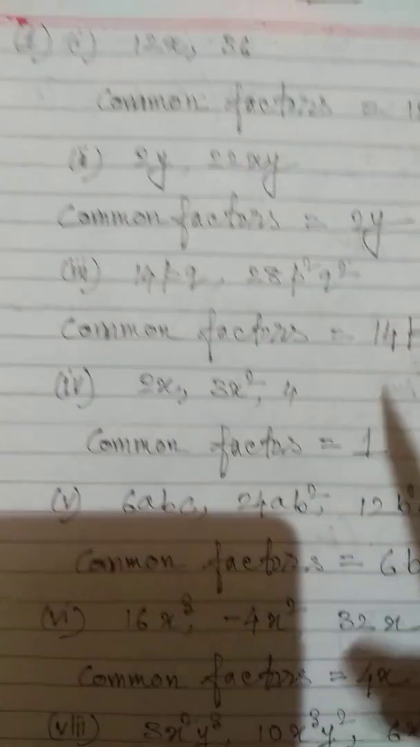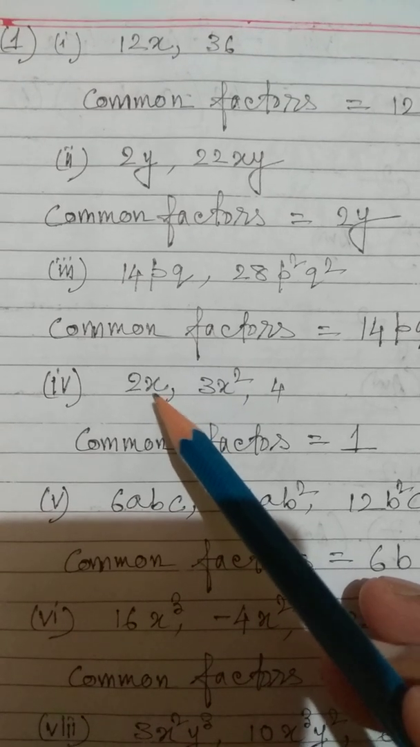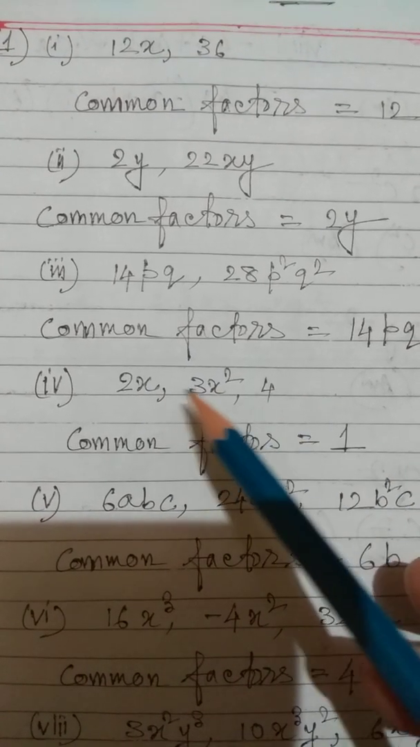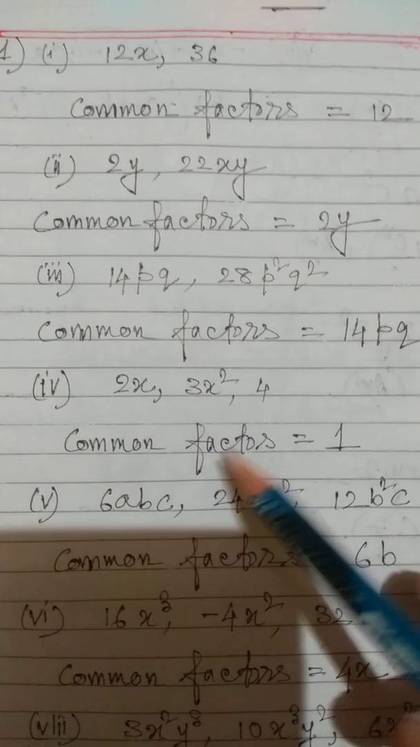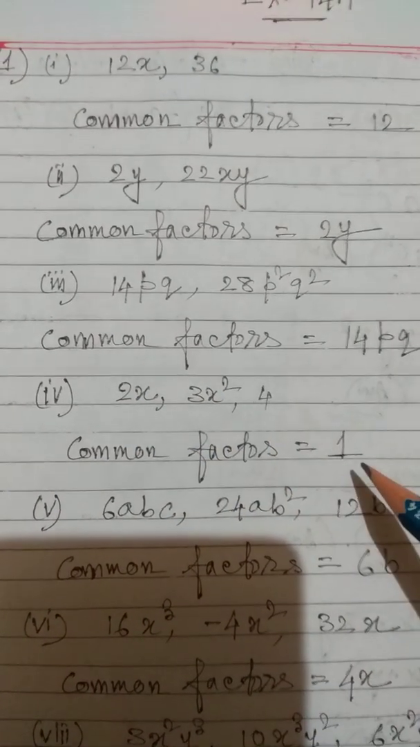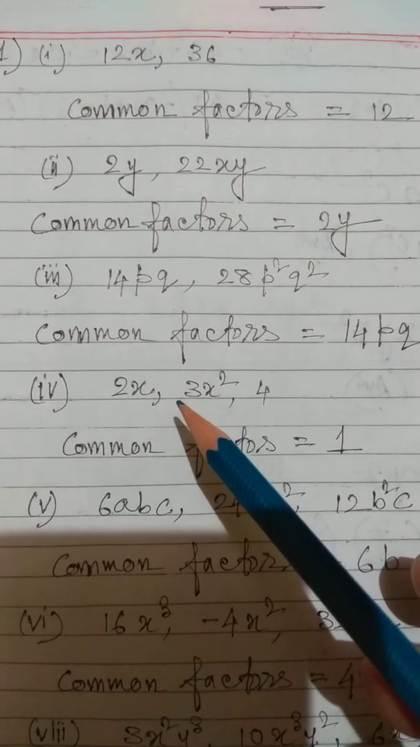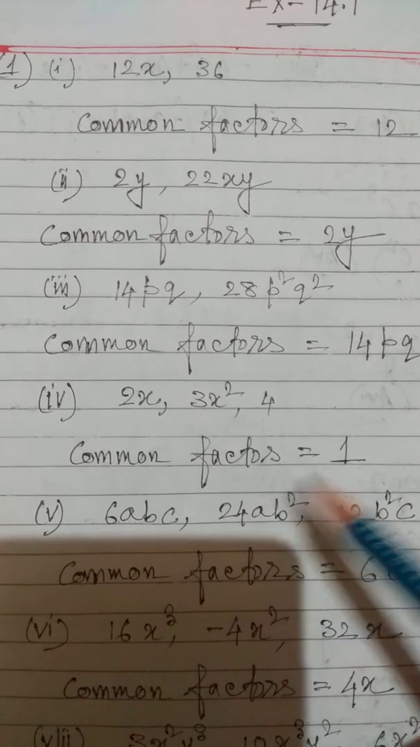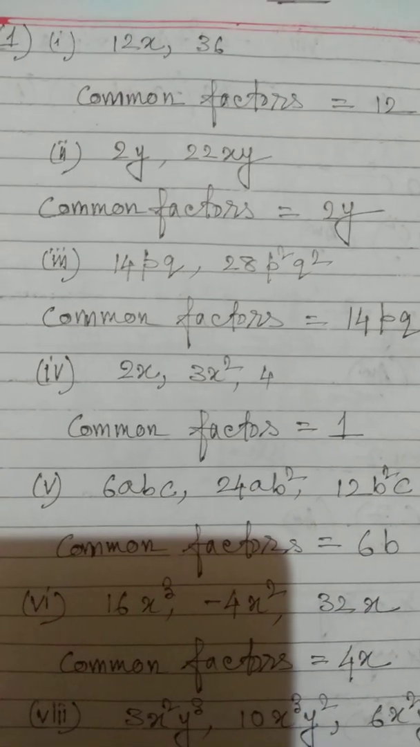Roman 4. 2x, 3x square and 4. So the common factor is 1 because the HCF of 2, 3 and 4 is 1, and there is no variable term which is common. That is why only 1 is the common factor.